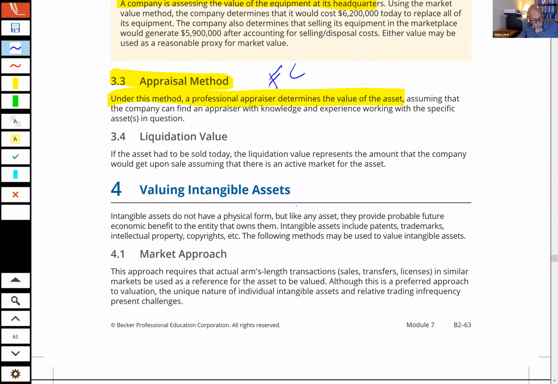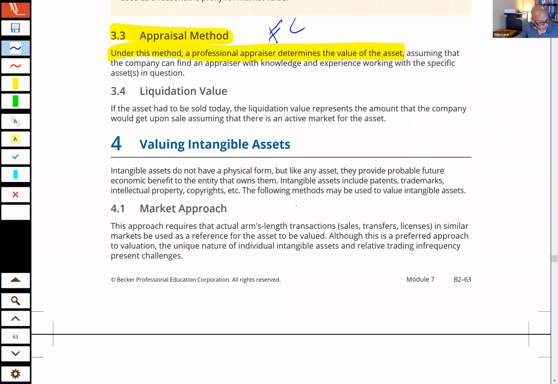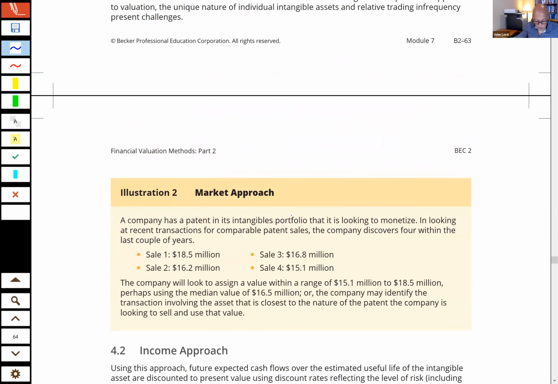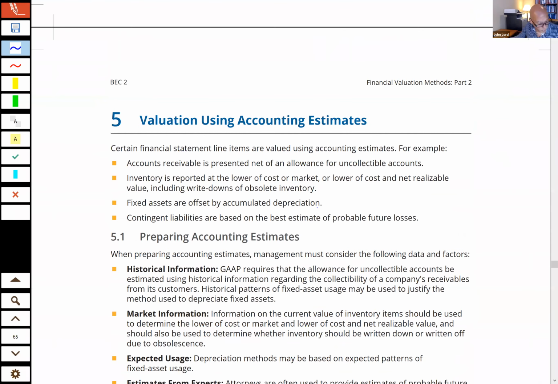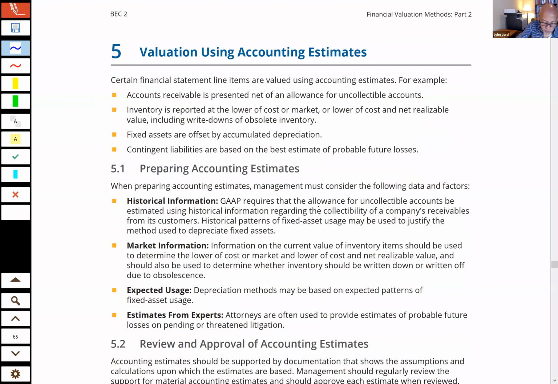Okay, good. Now let's come over and take a look at valuation using accounting. I'm not going to go through each one of those. Those are self-explanatory, but valuation using accounting estimates. When we're preparing accounting estimates, we could use historical information. GAAP requires that we have, for example, an allowance for uncollectible accounts, and we could just go ahead and analyze our collectability over time on accounts receivable from customers, for example. That would be using historical information.